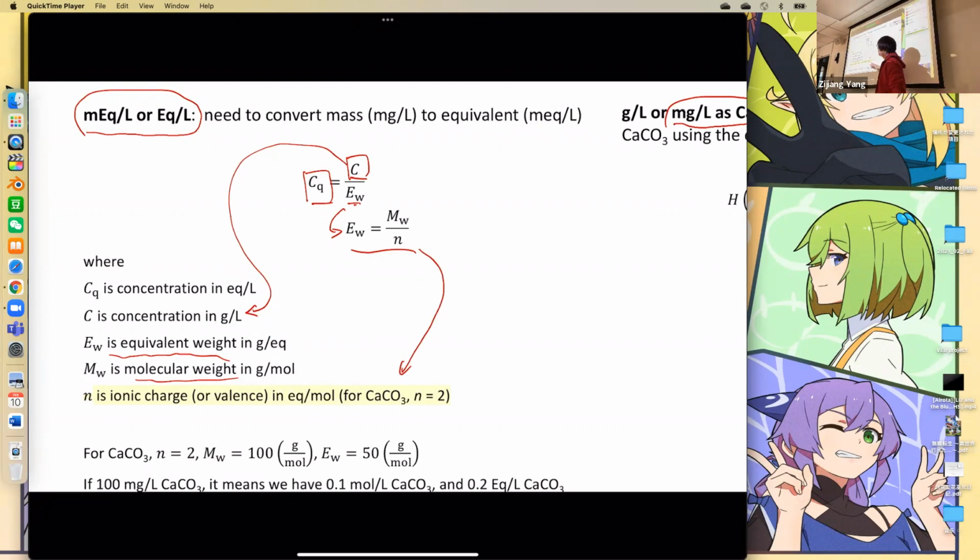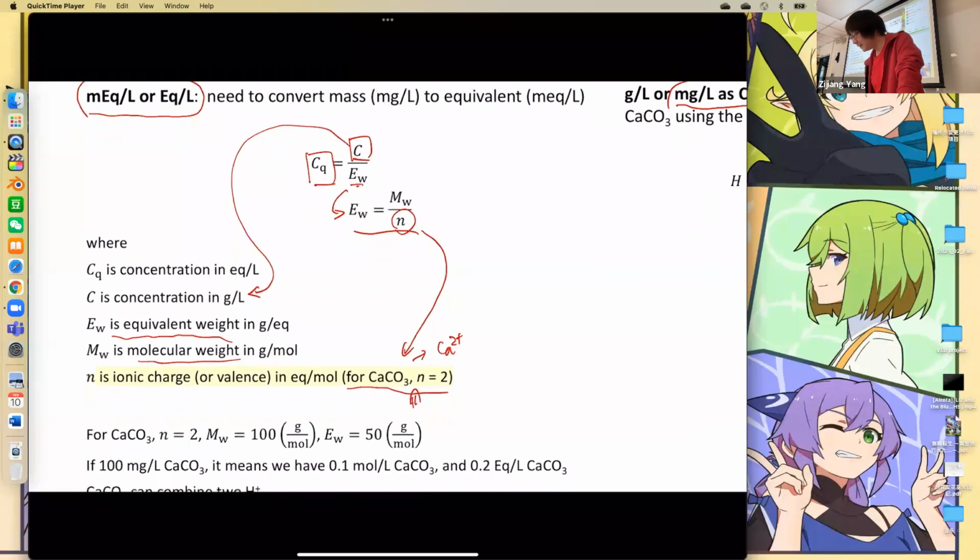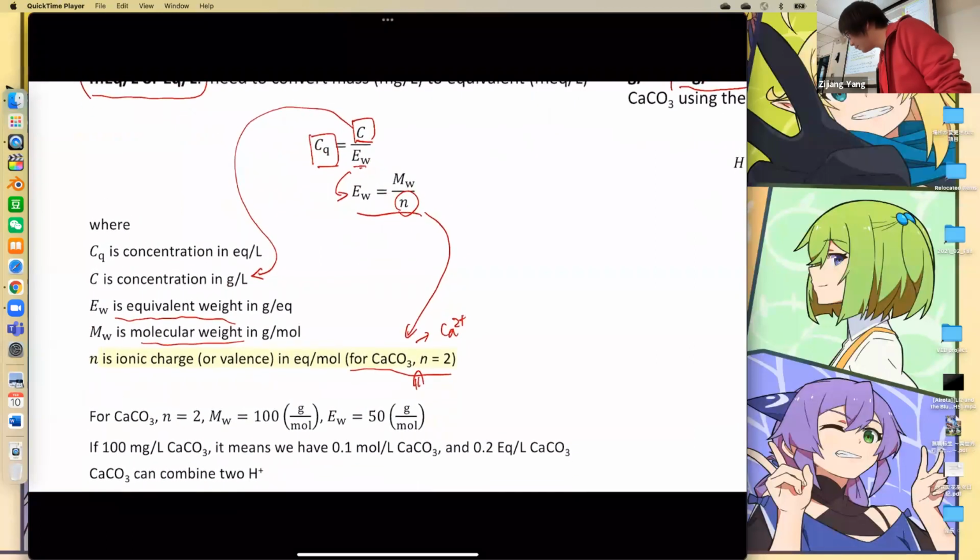So I think this is the most important one. For N, it may be 1, 2, 3, or other values. And for calcium carbonate, N equals 2, because calcium carbonate can provide calcium, and the calcium has 2 charges. So for calcium carbonate, N equals 2. And here is just a quick example. For calcium carbonate, we know that N equals 2, and the molecular weight of calcium carbonate is 100. So the equivalent weight of calcium carbonate is 50 because N equals 2.